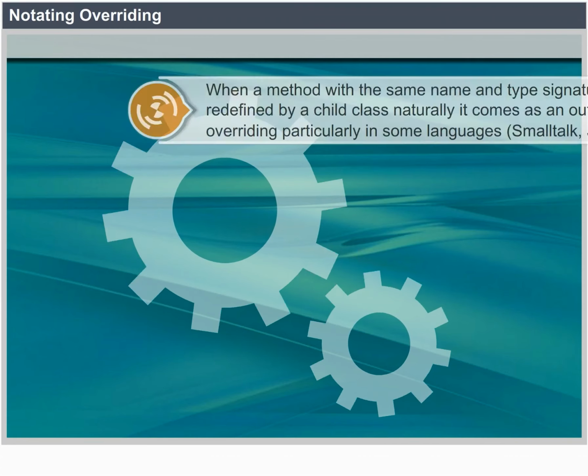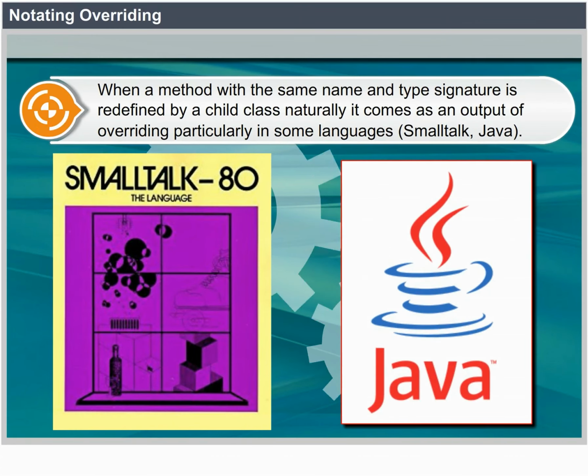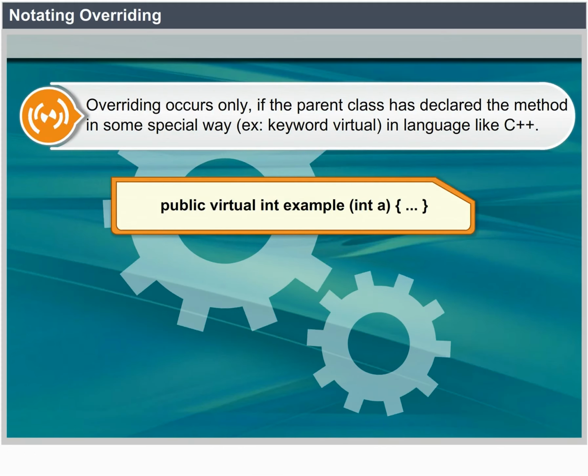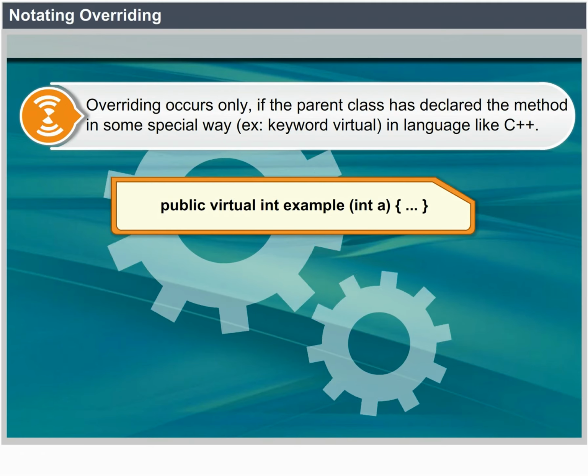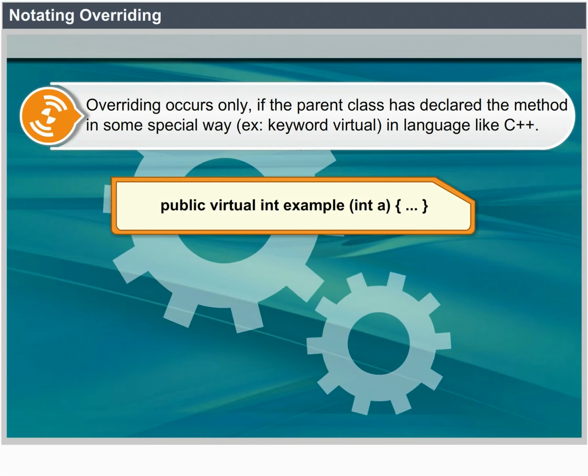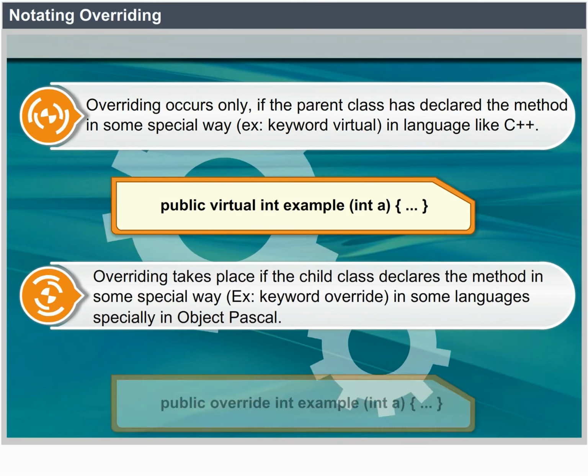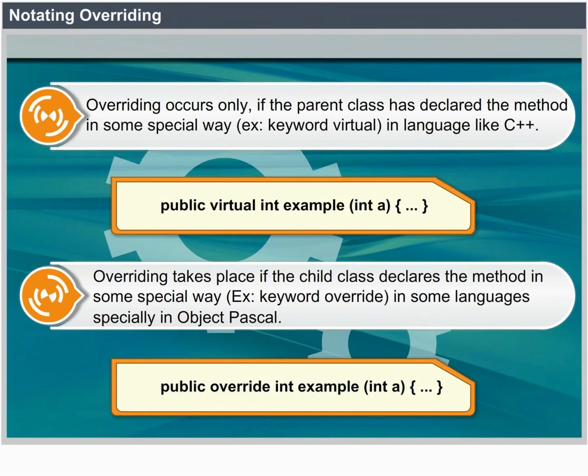Notating overriding. When a method with the same name and type signature is redefined by a child class, naturally it comes as an output of overriding, particularly in some languages such as Smalltalk and Java. Overriding occurs only if the parent class has declared the method in some special way. Example, keyword virtual in languages like C++. Overriding takes place if the child class declares the method in some special way. Example, keyword override in some languages, especially in Object Pascal.